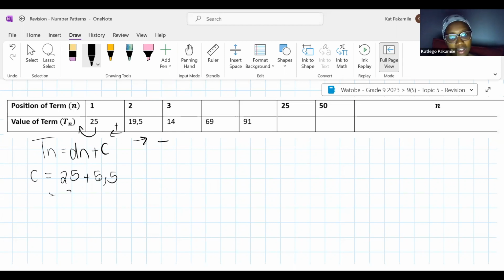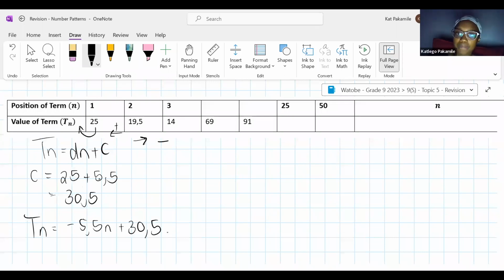30,5. Yes, ma'am. So then your Tn will be negative 5,5n plus 30,5. Yes, ma'am. You see, it wasn't that bad, was it? Yes, ma'am. There we go. It's okay, try the rest. Don't mind us speaking here. Now you have the formula, so try the rest, okay? Yes, ma'am. Beautiful. Thank you, ma'am.